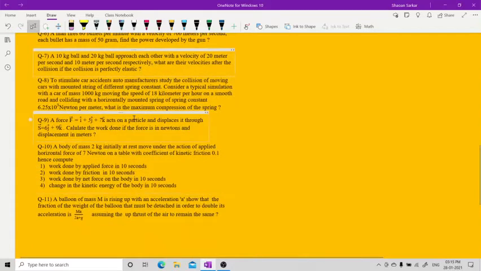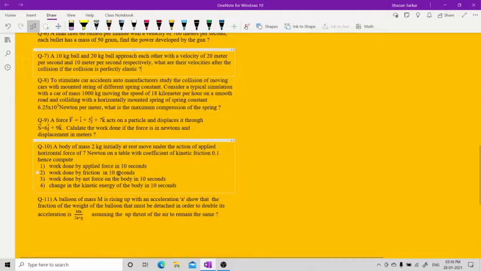And the next is a very good question. Here force is given in vector form, and displacement has also been given in vector form. You need to get the work done. Work done is F dot S, the dot product. Then you have a body of mass 2 kg initially at rest under the action of an applied force of 7 Newton and a kinetic energy of 0.1.